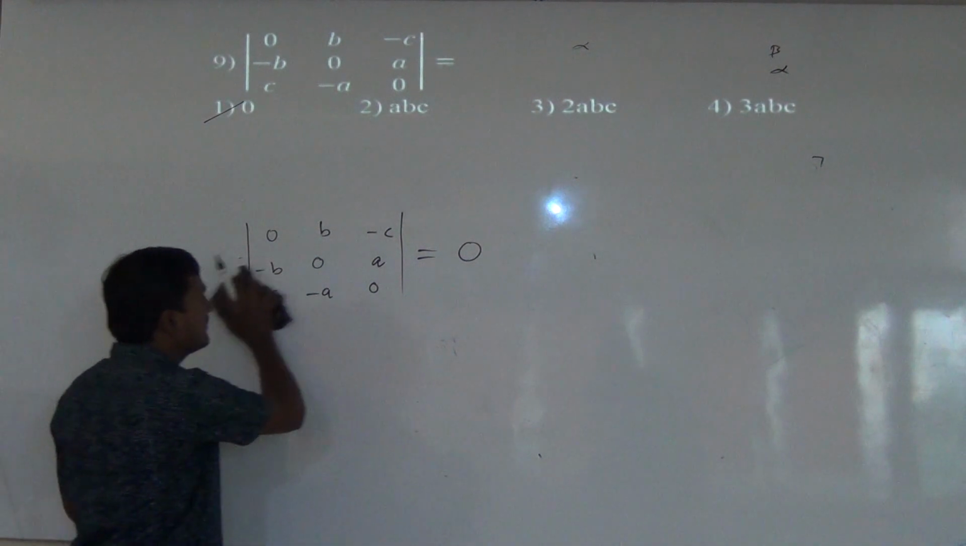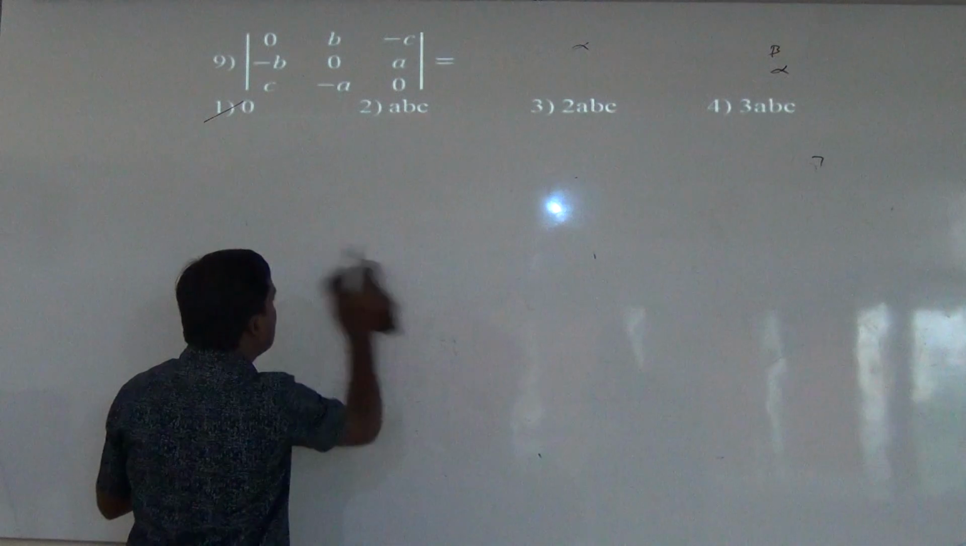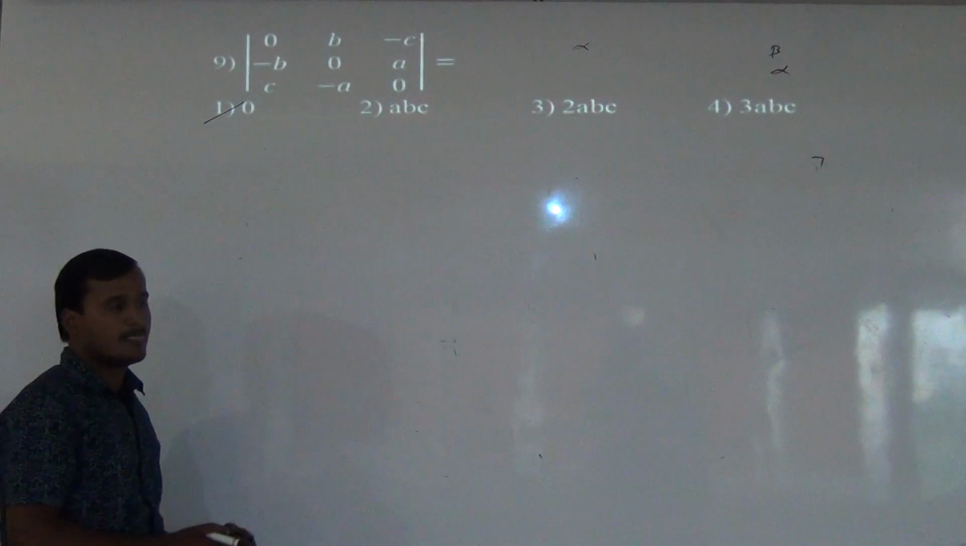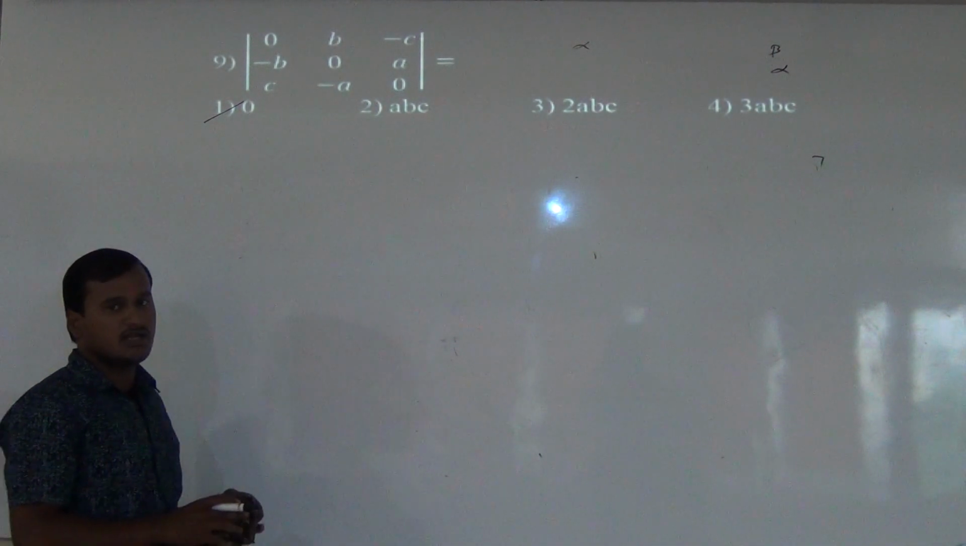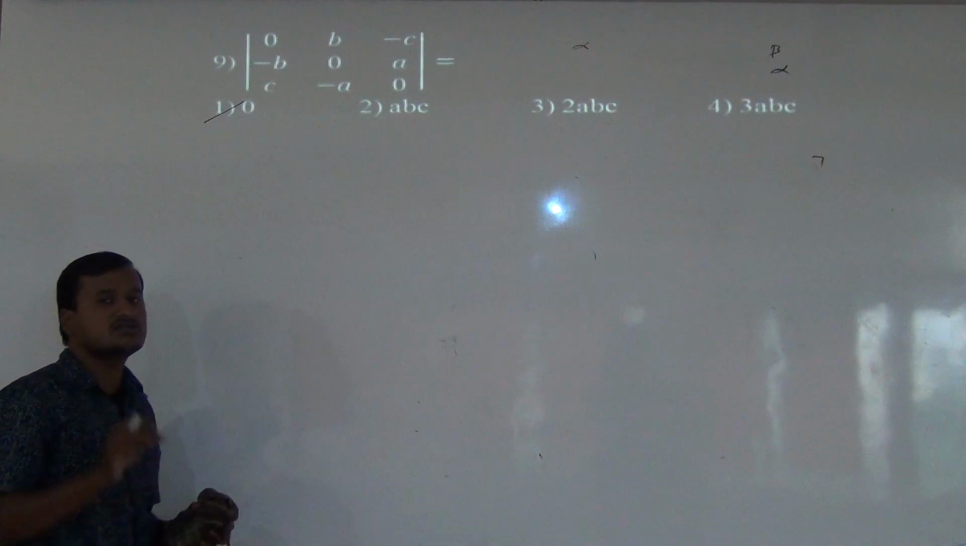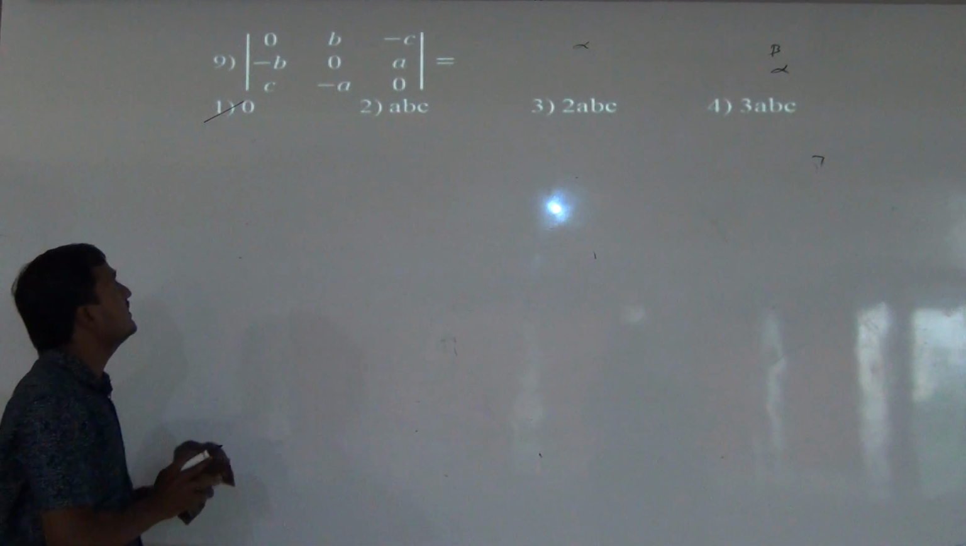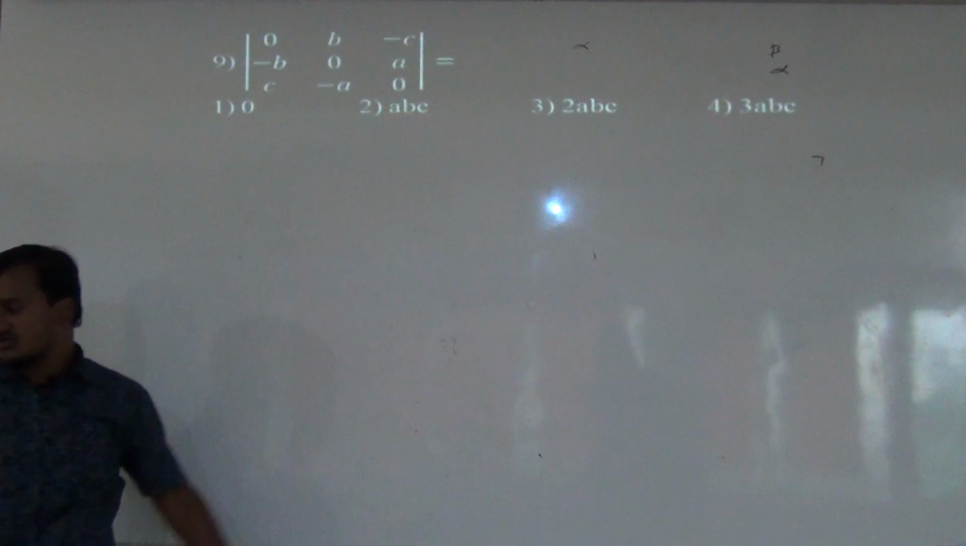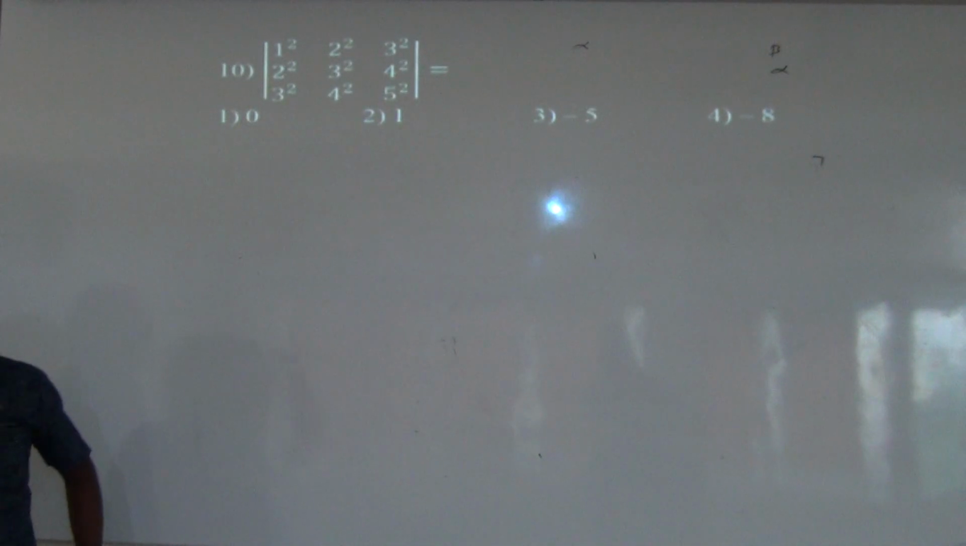Next we'll go for the next question. In this one you should just remember that the determinant of a skew symmetric determinant is always equal to 0. Next, go for the next question, this one.